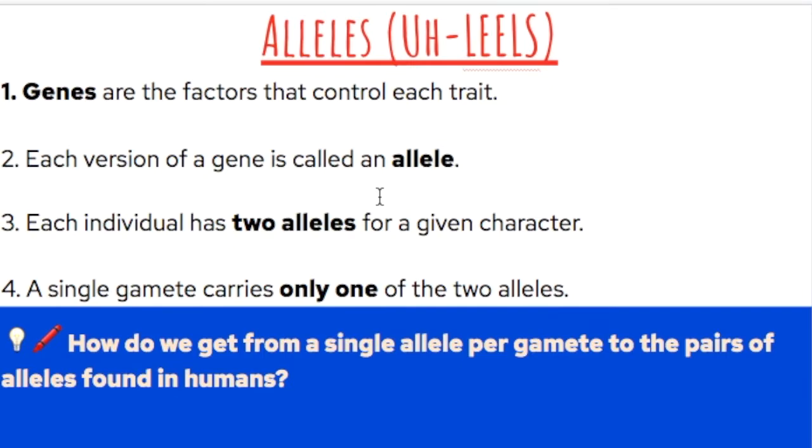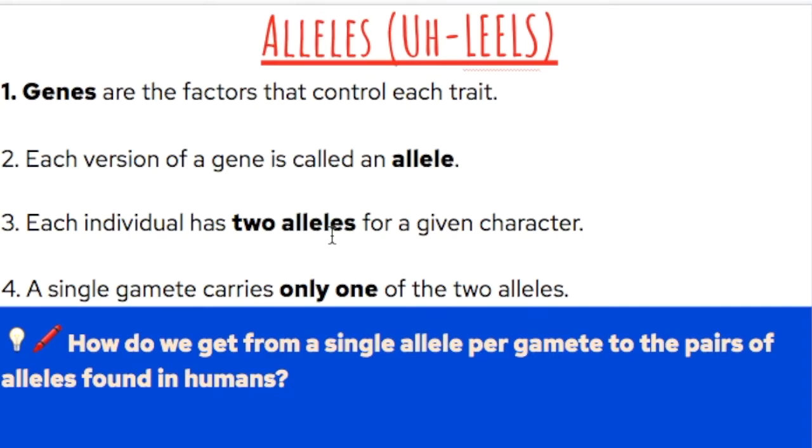Each version of the gene that you could have, so let's say blue eyes versus brown eyes, that is called an allele. Each individual, meaning you, has two alleles for a given character. So if the character is eye color, you either have an allele for brown or you have an allele for green. Or you might have two of the same ones. You might have two alleles for brown eyes, depending on what your parents gave you. We'll get into that more tomorrow.